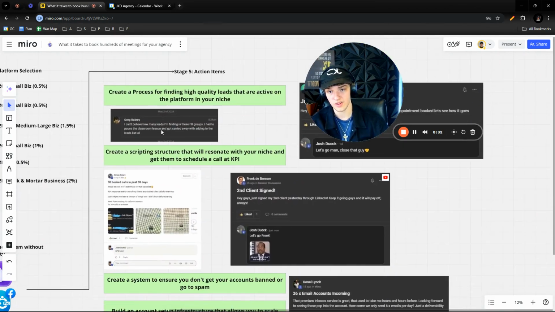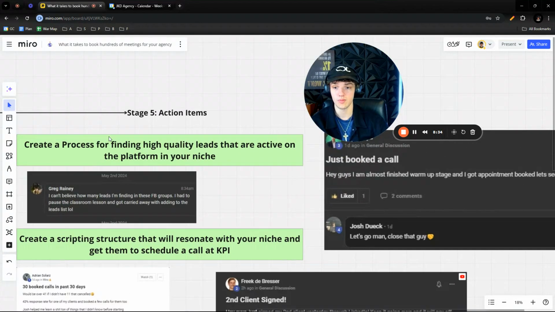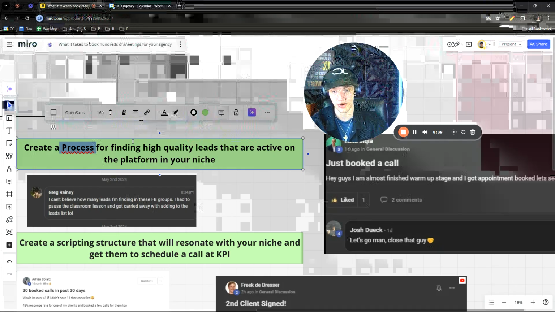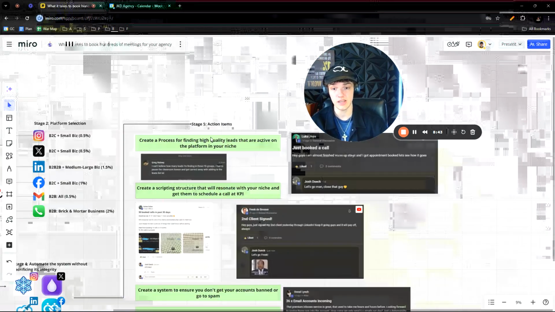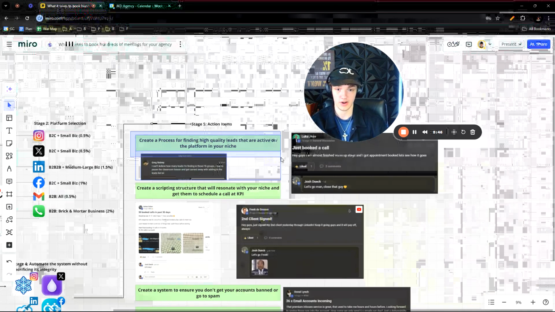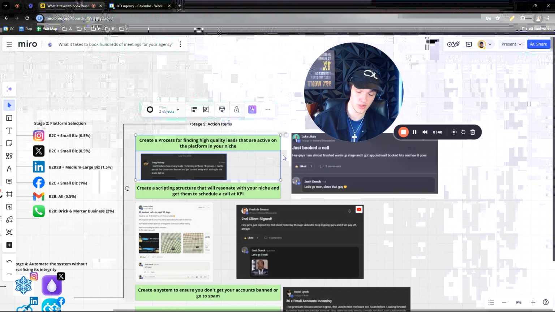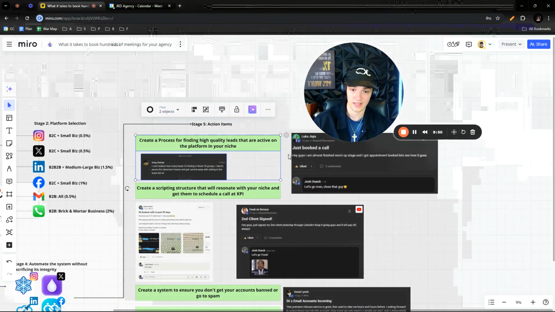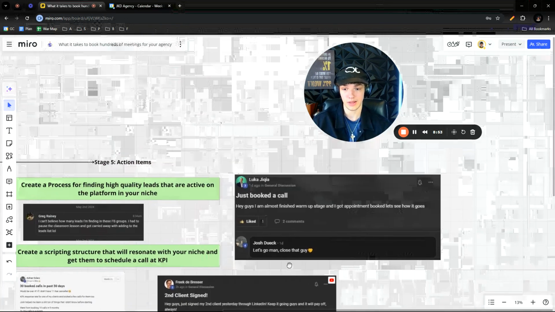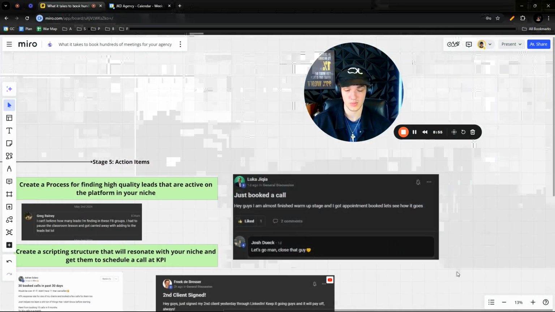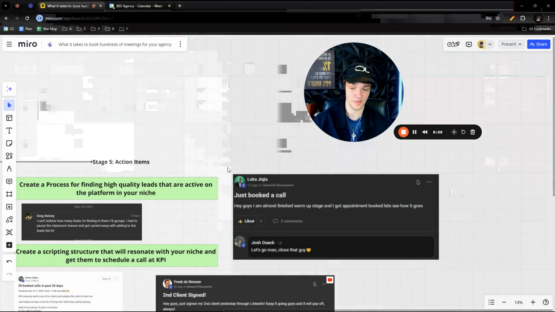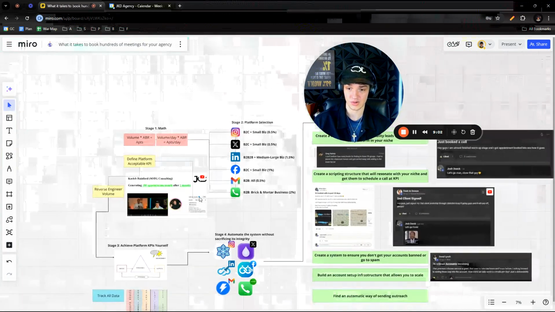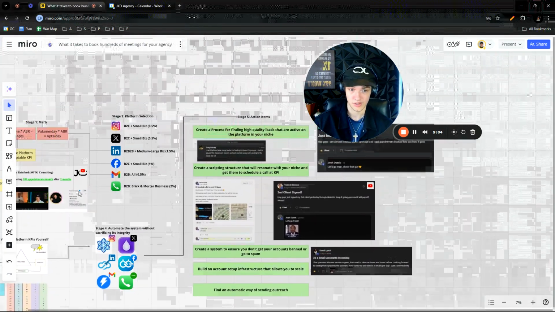Now, step 5 is essentially the action items. So number 1 is you need to create a process. And again, process meaning it's the same thing every single time for finding high quality leads that are active on your platform in your niche. And ideally you want this to be automated, or you're going to have to hire someone to do it manually, which is just going to take a really long time, and it's going to cost you a lot of money. And when you have this in place, you can actually just predictably book calls. And this trouble you're having with scaling the amount of appointments that you have, this is literally what I have done to solve that for myself and for a ton of other clients.